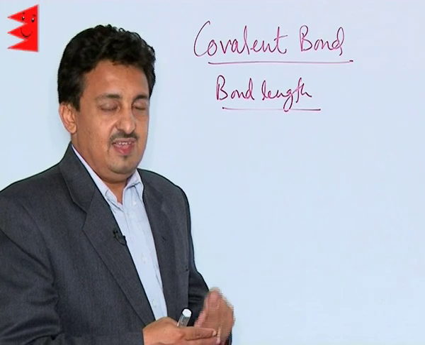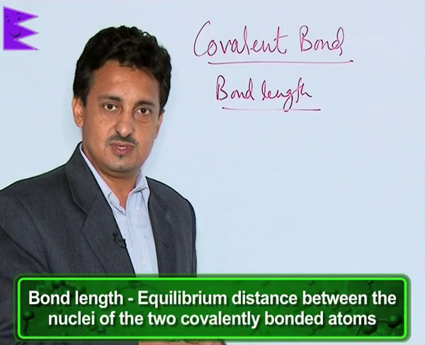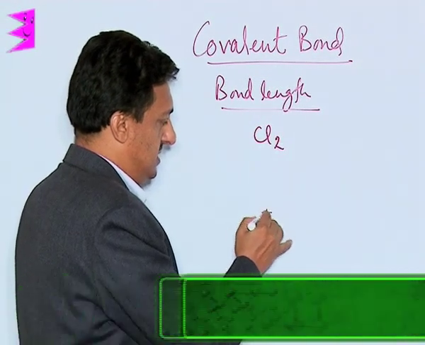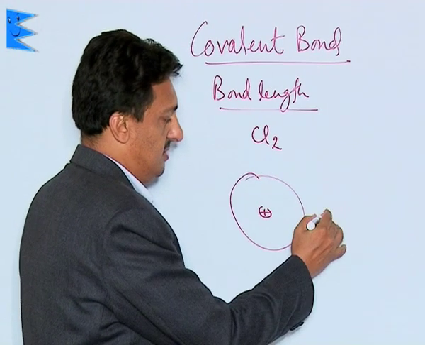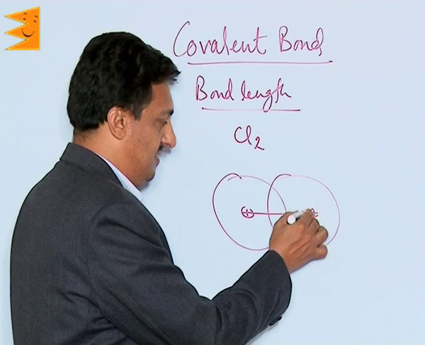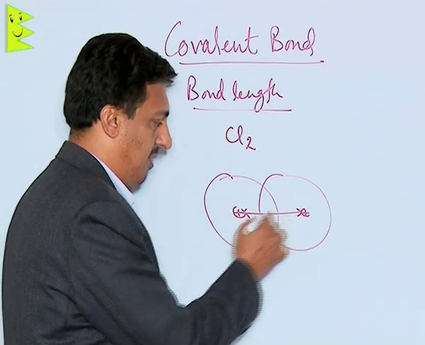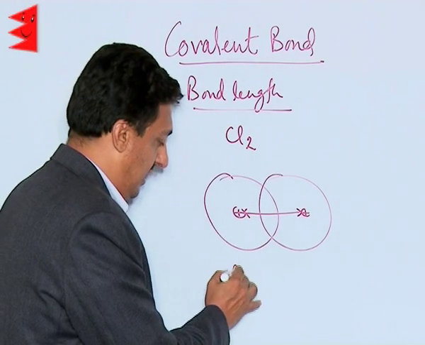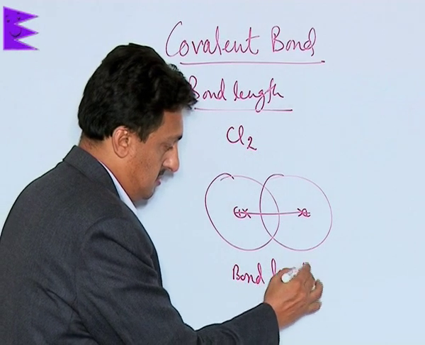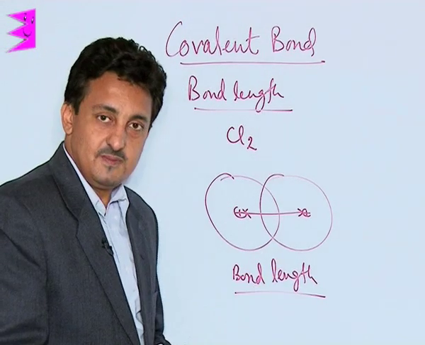What is bond length? It's the equilibrium distance between the nuclei of the two covalently bonded atoms. So if we are talking about a chlorine molecule, now this one covalently bonded chlorine atom with the other atom, whatever the distance is present between the nuclei of these two atoms is called the bond length. And this bond length is basically now called covalent bond length.